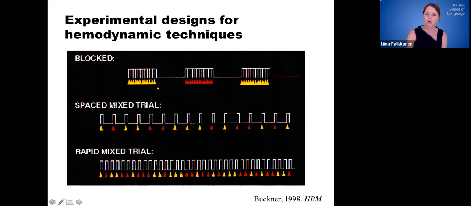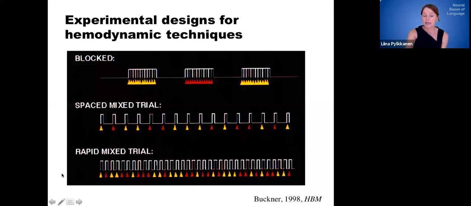Because those are not great properties for experimental design, we like to randomize trial order. These are both cases of designs where trial order is randomized. Spaced mixed trial here refers to a situation where you're mixing the order, so you can't predict what type of trial is coming next, but you wait for the hemodynamic response to return to baseline. That's one type of design that you'll see in fMRI studies, and it's pretty boring for the subject.